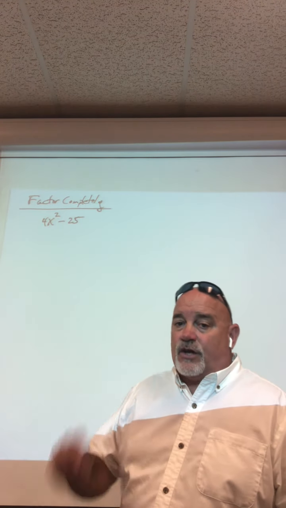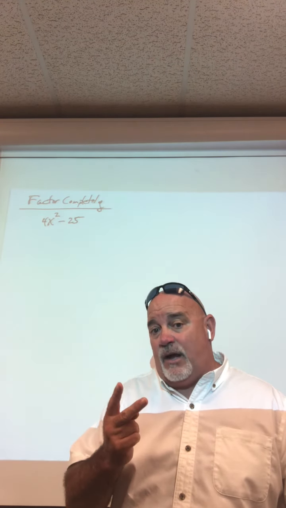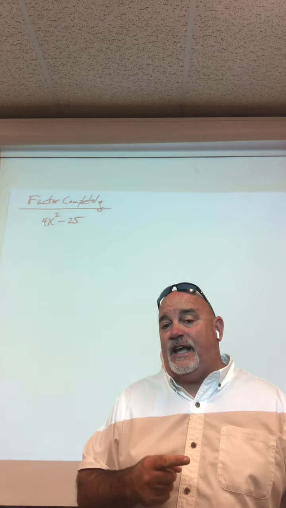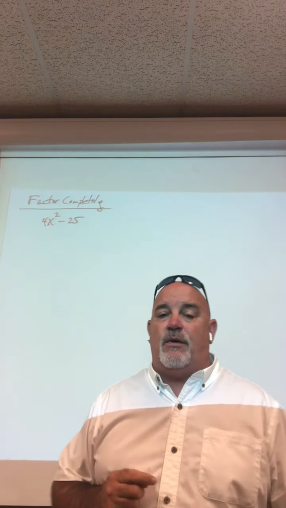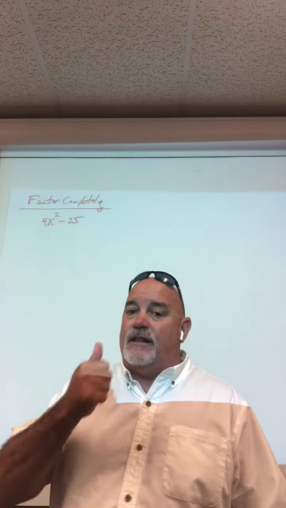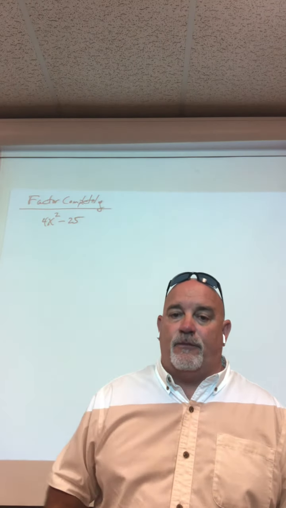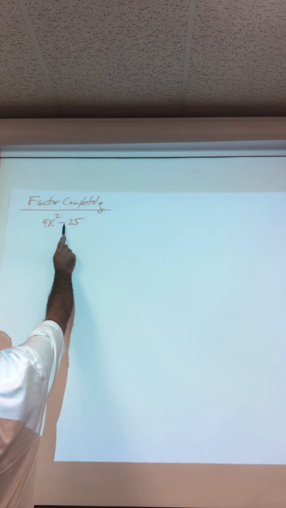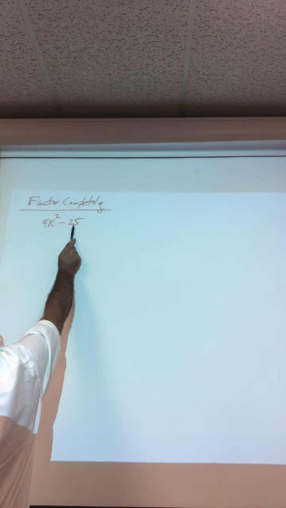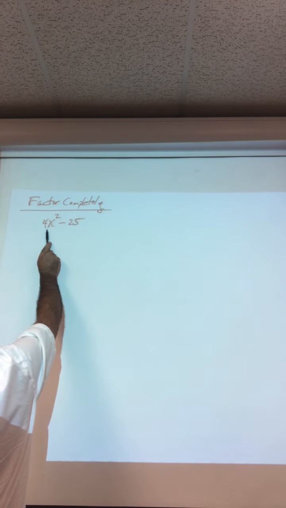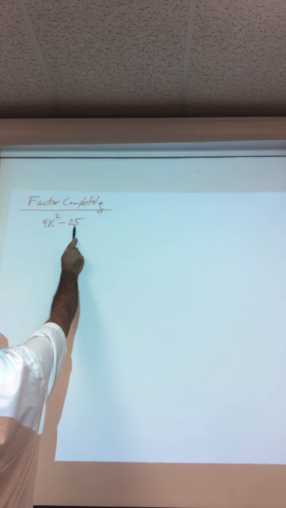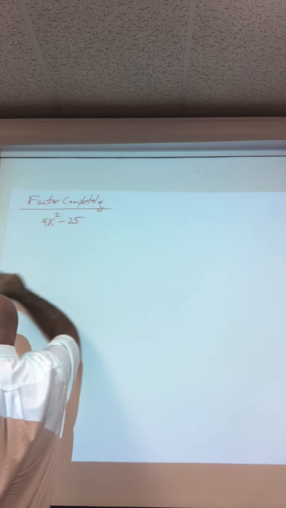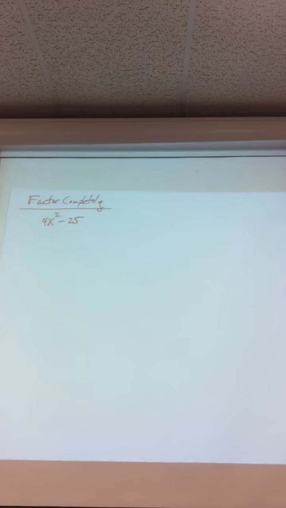So all the stuff we've talked about up to this point is not even applicable in this problem. So after you look, if it's a binomial, after you look for GCF, there's only one question you have to ask yourself. Is it the difference of two perfect squares? Is it the difference? Yes. Of 2? Yes. Perfect square, 2x, 2x. 25 is 5 and 5. So yes, that is the difference of two perfect squares.